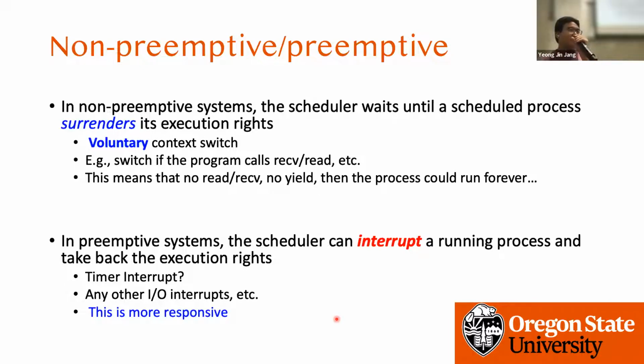And in the preemptive systems, the operating system will always take back the execution right after a certain time window or on any other hardware interrupts. So we can configure it to be more responsive. And if we allow 1 millisecond per process, then that could be more fair to each process.